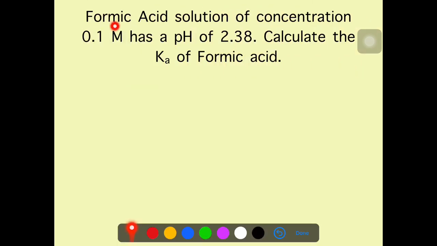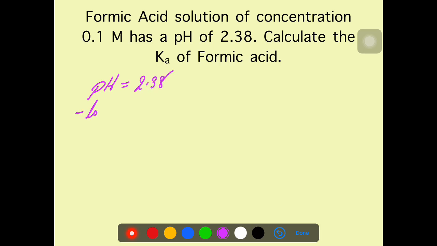So here comes another numerical for you all. A formic acid solution has a concentration of 0.1 moles per decimeter cube and its pH is measured to be 2.38. Calculate the Ka of formic acid. So we need to calculate the acid dissociation constant of formic acid.